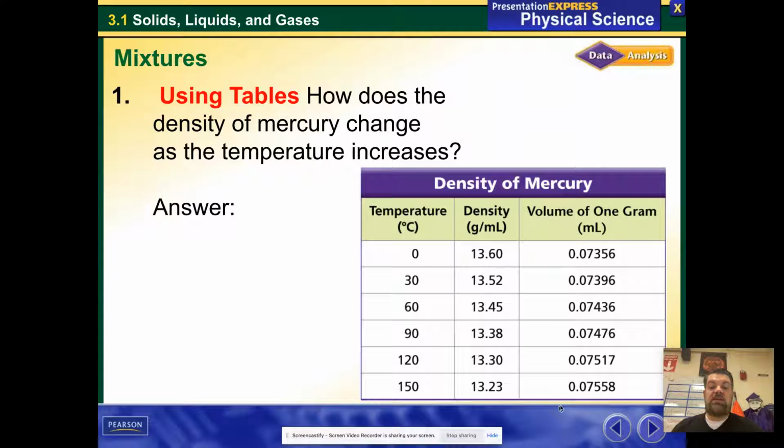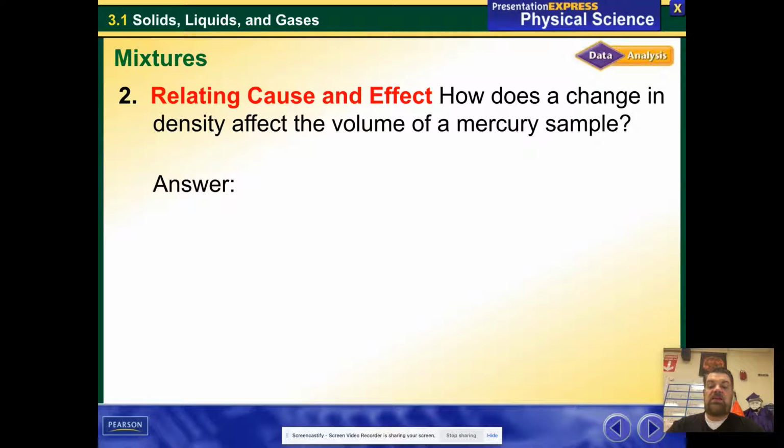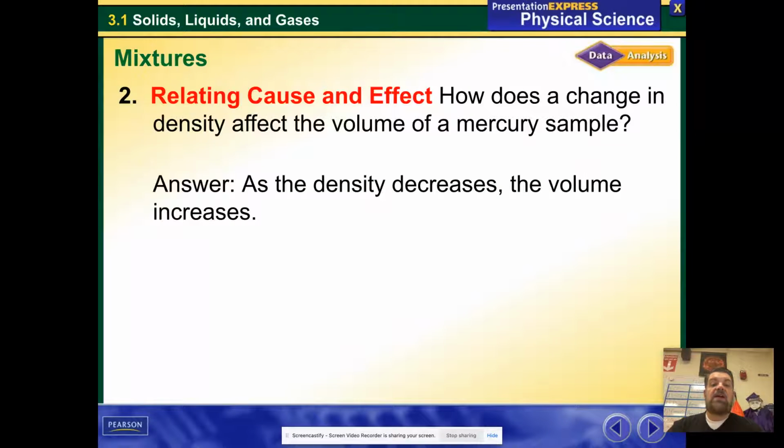So the warmer it gets, it will tend to expand, and that allows you to have something that when the temperature goes up, the mercury will expand in a thermometer, it'll go up, and you can put a gauge there. So the density decreases and the volume increases. Here's another question. How does a change in density affect the volume of a mercury sample? As the density decreases, the volume increases.